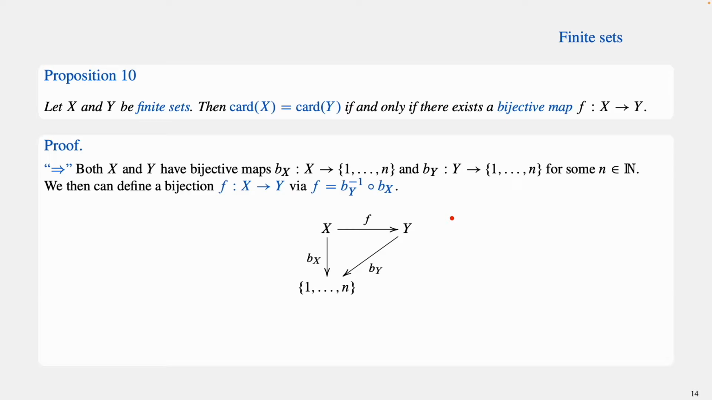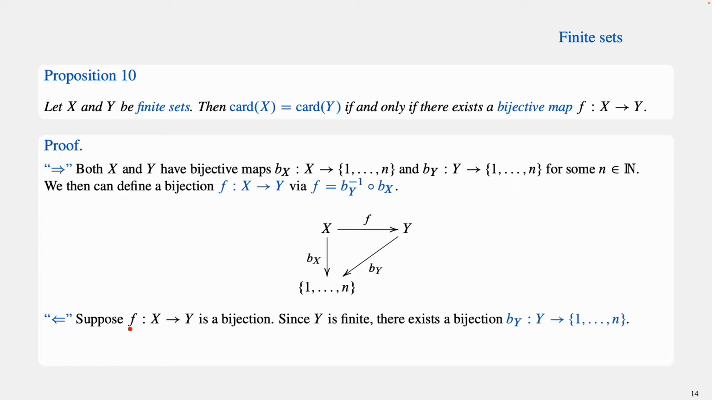And this way I have constructed my bijective map. Now for the converse direction, suppose there exists a bijection f from x to y, and I want to show that they have the same cardinality. Now since y is finite, there exists a bijection by from y into the numbers from 1 to n for a certain n.